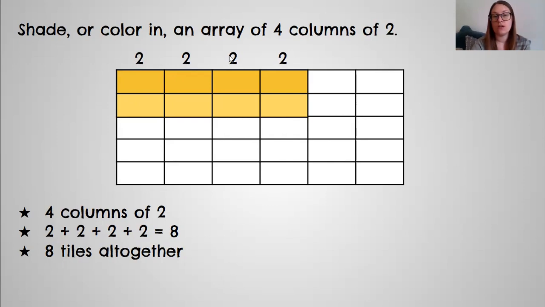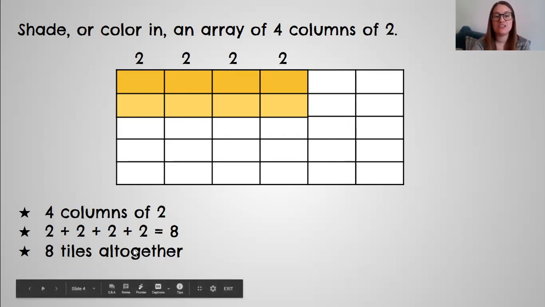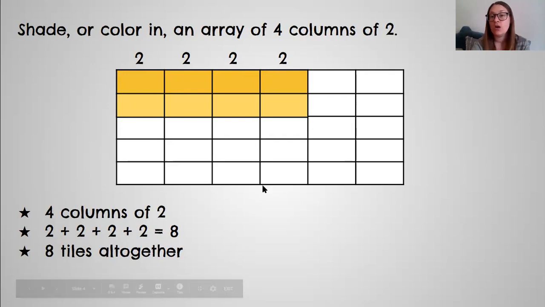2 plus 2 is 4, and 2 plus 2 is 4, and 4 plus 4 is 8. So we have 8 tiles all together. We can figure that out through the repeated addition, or if you want to double check, just count them quick. 1, 2, 3, 4, 5, 6, 7, 8. So these are all true statements about this array.